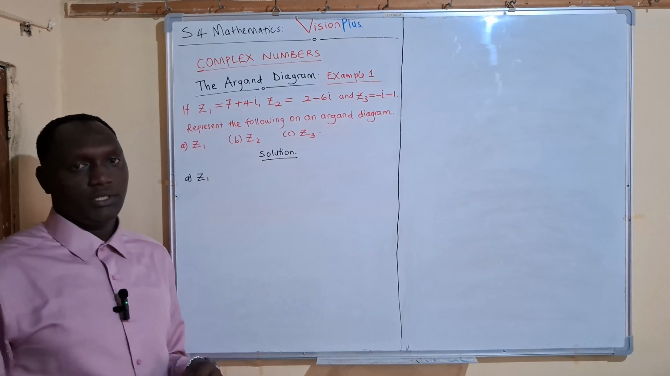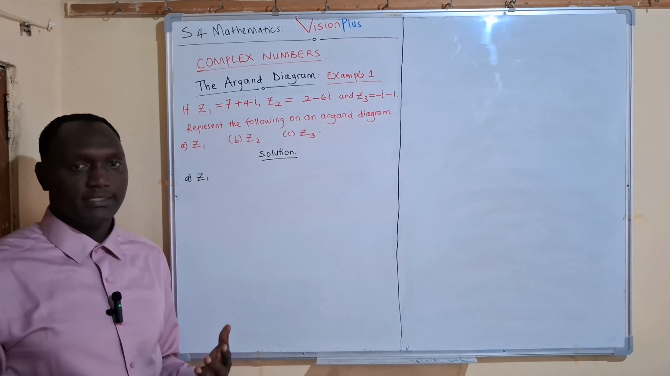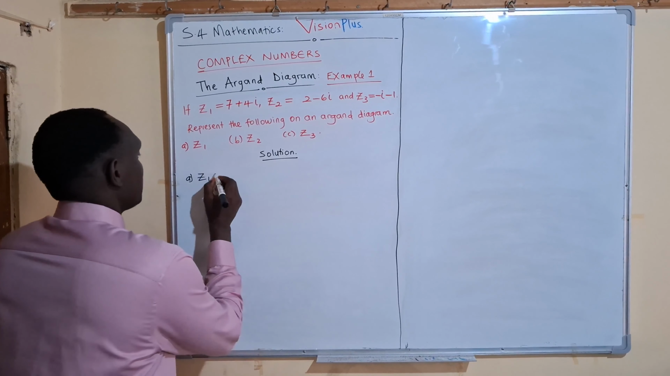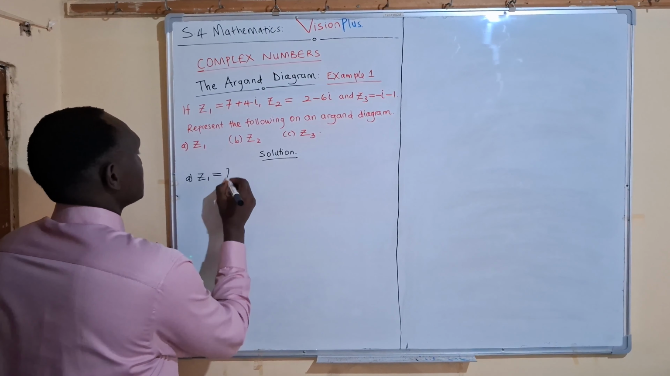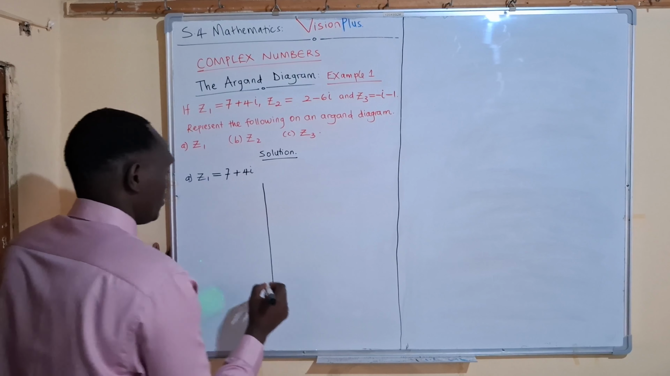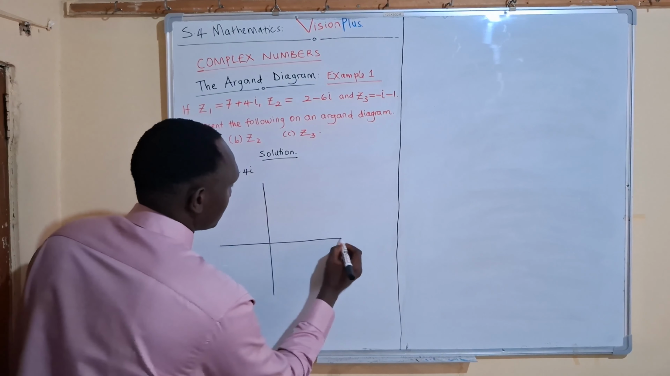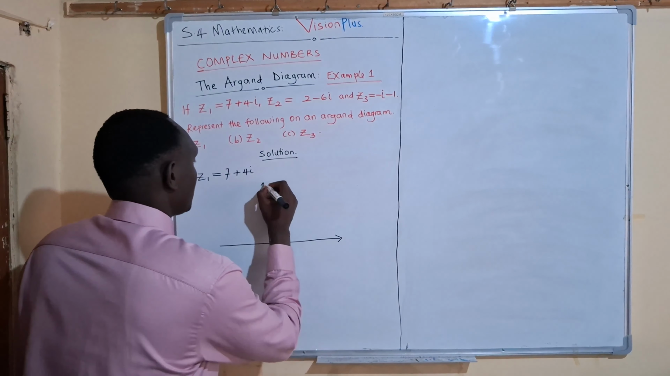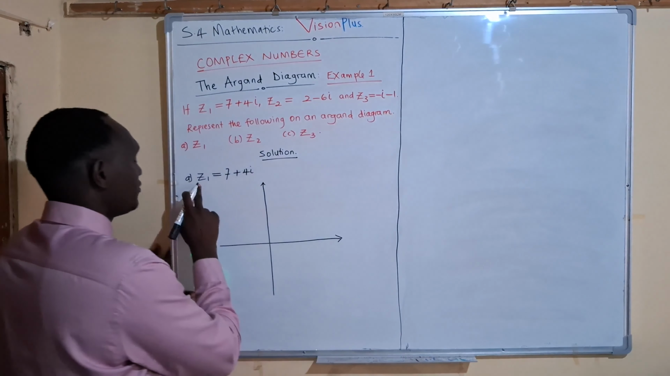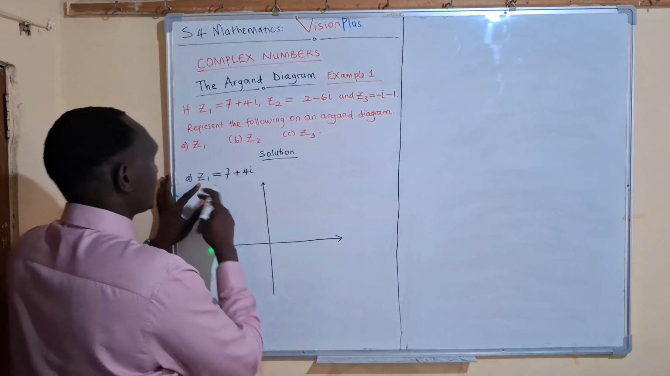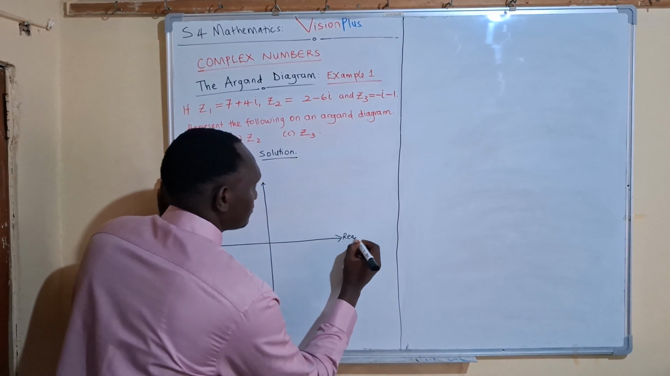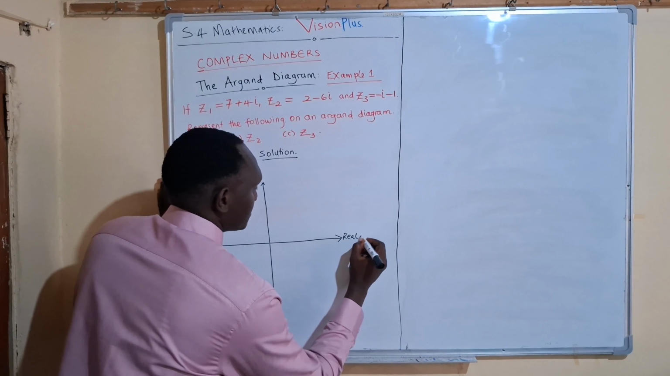What do you need to do? You just need to draw the complex plane first. And remember, Z1 is given there as 7 plus 4i. So you come and draw the complex plane, and then you name the axis. For it to be a complex plane, since here you have Z1, you can just say this is the real axis.